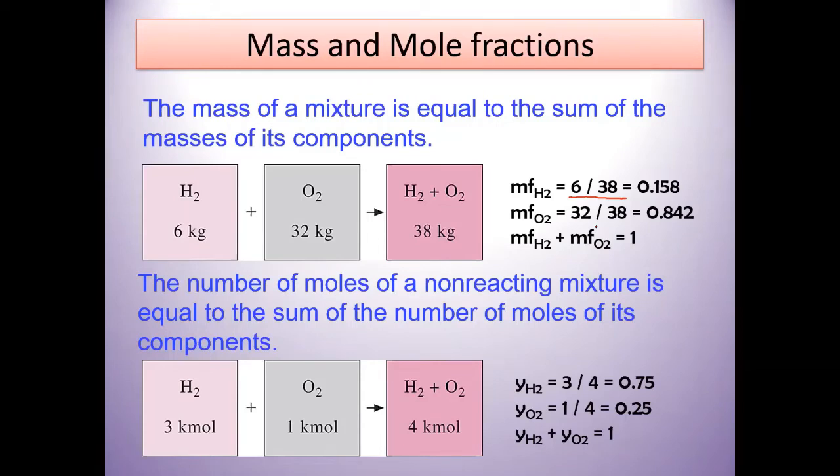Mole fraction is based on total number of moles. So if you have 3 kilomoles of hydrogen, 1 kilomole of oxygen, then you have 4 kilomole of a mixture of hydrogen and oxygen, and we use the symbol Y for mole fraction, and for hydrogen it is 3/4, for oxygen it is 1/4, or 25% by mole is oxygen, and 75% is hydrogen.